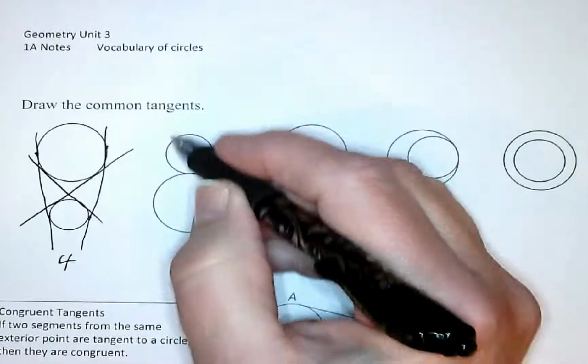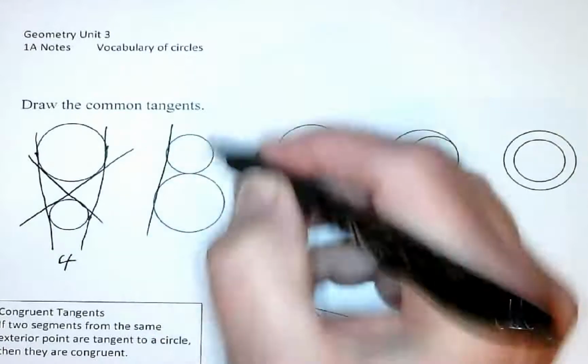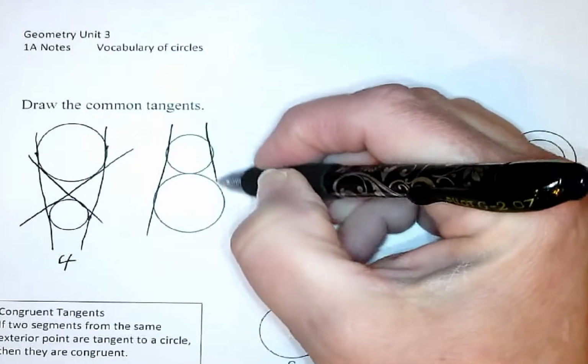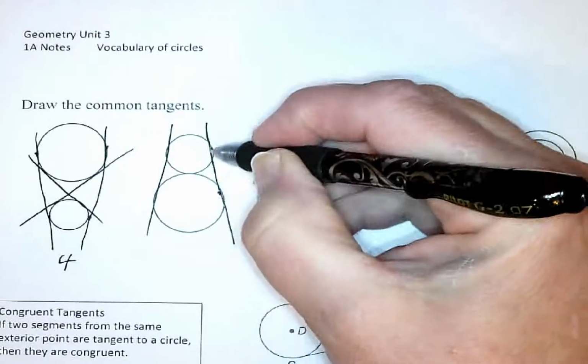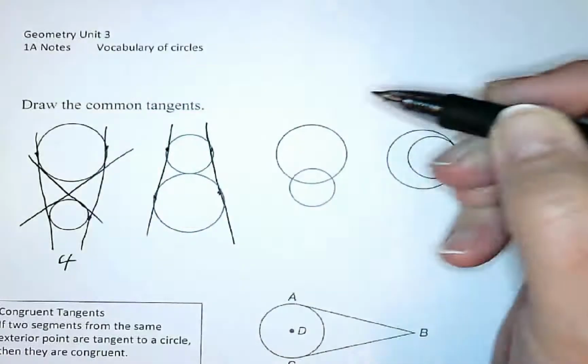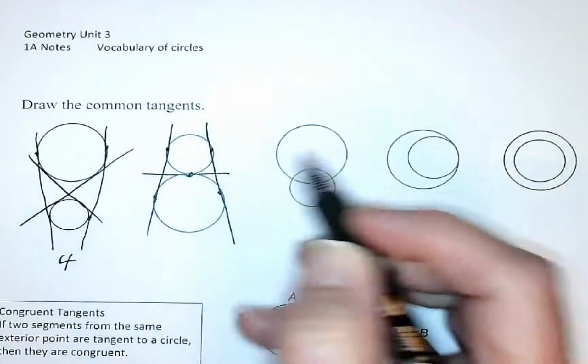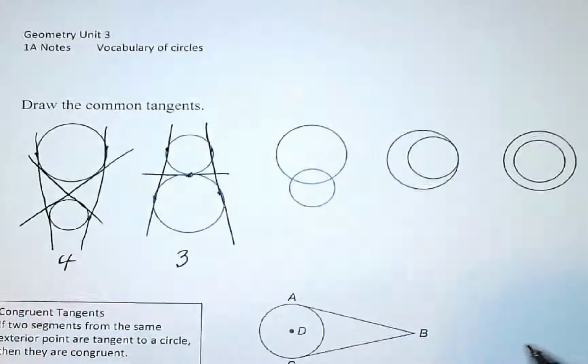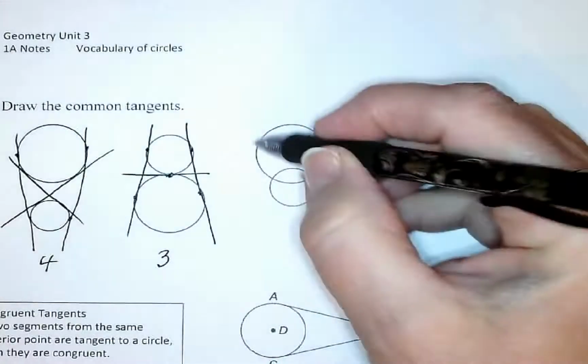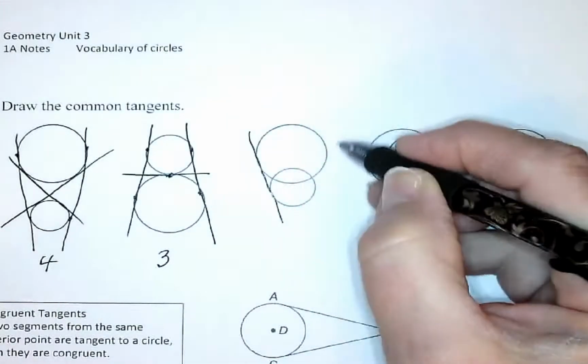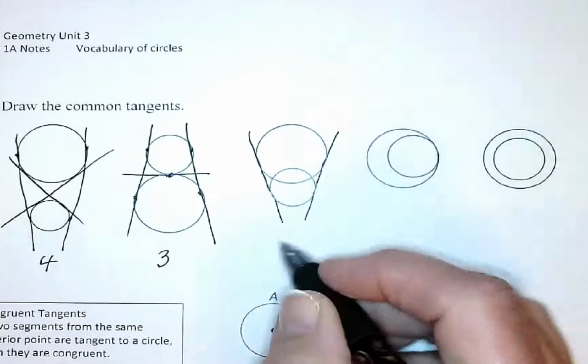The snowman one, we're going to have some on the outside here, and each of these lines intersects the circle that it's by at one single point. You can also have this one where they are meeting right there, so this one would have 3 common tangents. Okay, this one you can see is going to have just 2.